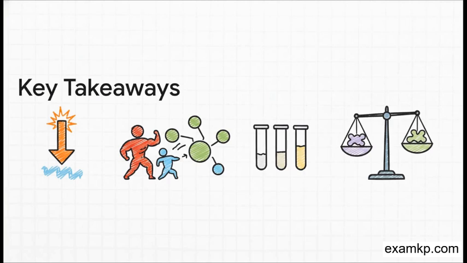2. The displacement rule. The stronger one kicks out the weaker one. 3. The silver nitrate test. Colors: white for chloride, cream for bromide, yellow for iodide. And 4. For any calculation, your first step must be a balanced equation. Master these 4 points and you will be able to answer most of the questions they throw at you on this topic.